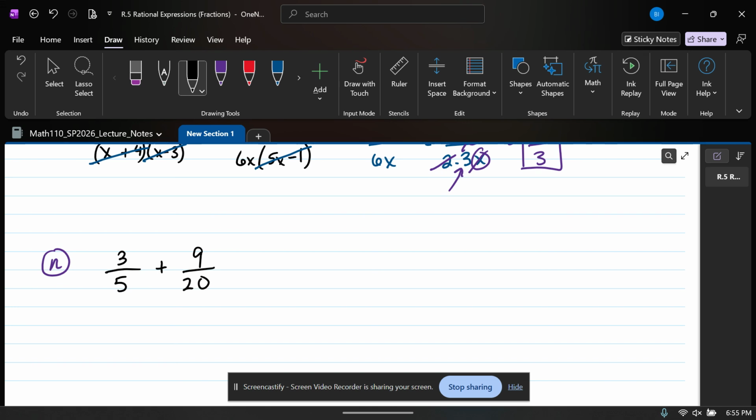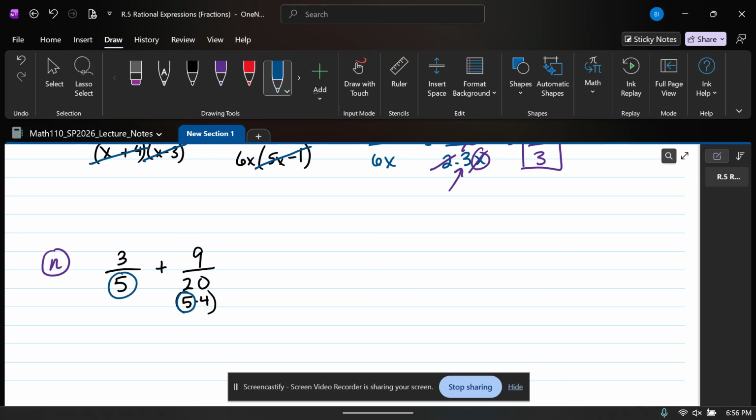That's 3 over 5 plus 9 over 20. Okay, so looking at these two fractions and adding them together, I look at the parts of them and I say, do 5 and 20 have anything in common? Well, 5 goes into itself, and it also goes into 20 how many times? 4 times. So 20 is really 5 times 4. So these fractions have a 5 in common.